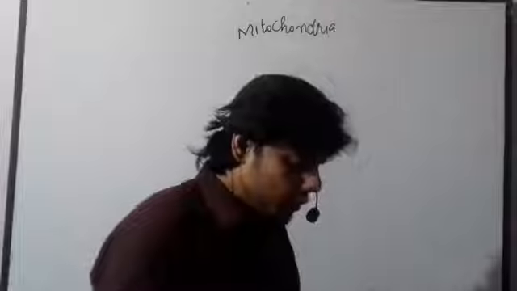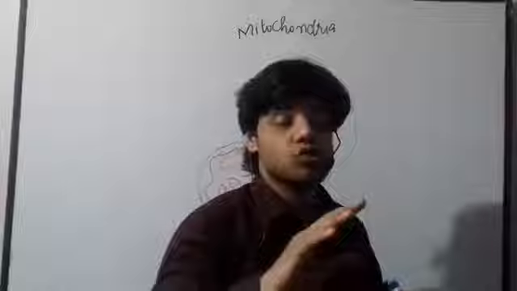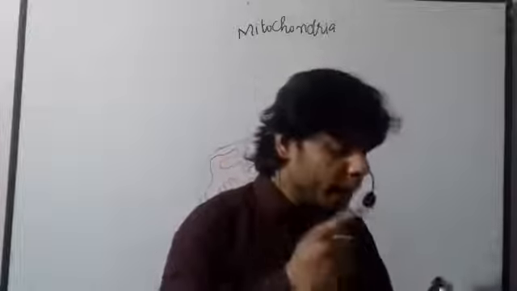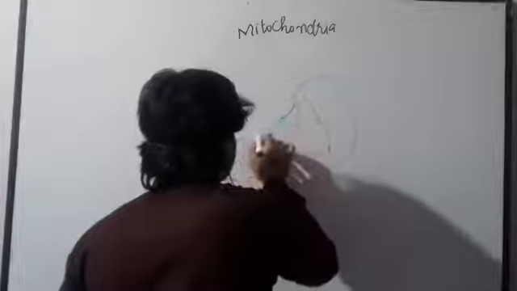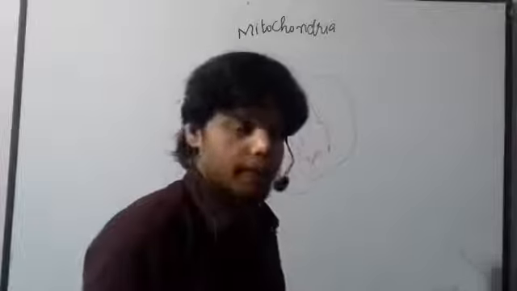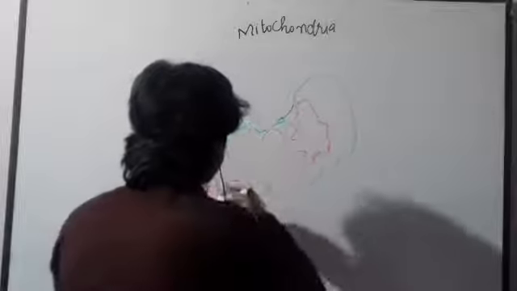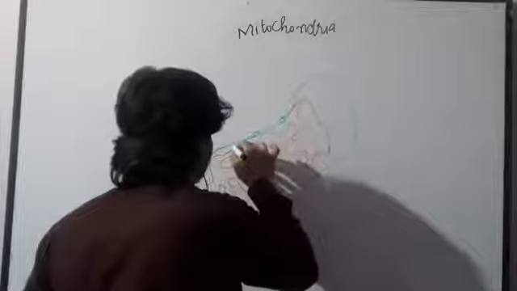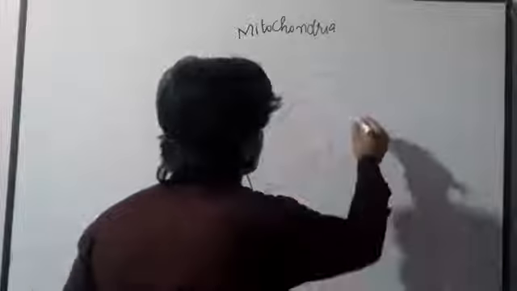The outer membrane of the mitochondria is similar to the bacterial membrane. Why? Because it is similar to the gram-negative bacterial membrane, as they have small porin channels. Now the space between the inner and the outer membrane will be 6 to 8 nanometers.